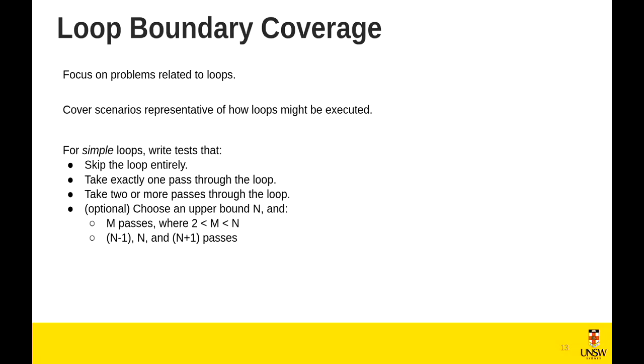And optionally, we can choose an upper bound n, and we can generate test cases that pass through the loop m times, where m is larger than 2 because we have already taken 2 as one of the previous test generation strategies. So where m is larger than 2 but smaller than n, and we can also test some values close to n. So did this remind you of something you have learned before?